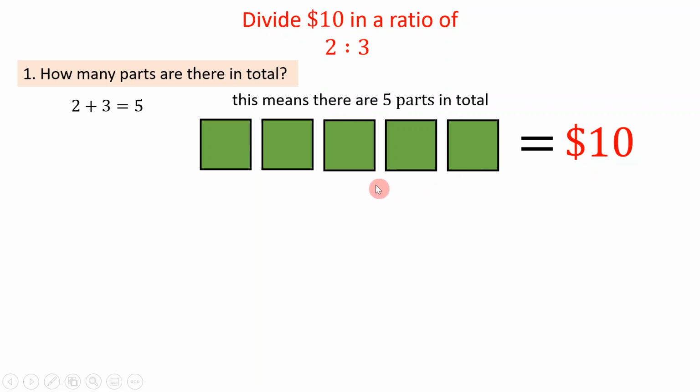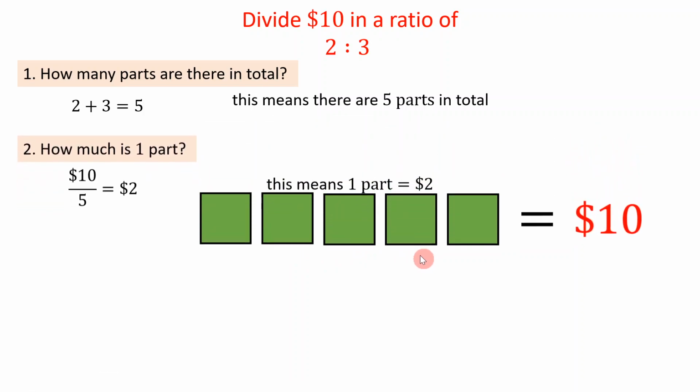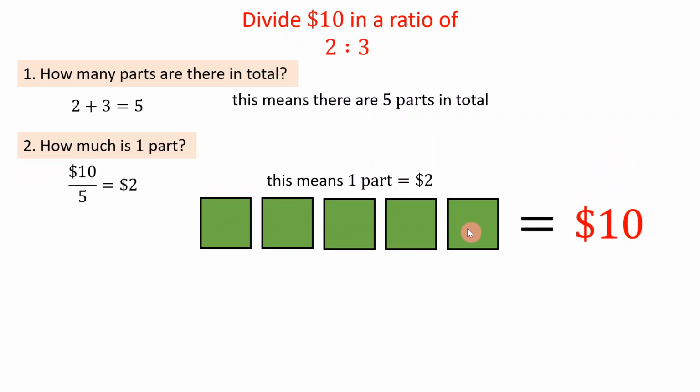The second thing that we're going to do, so our second step, is find out how much 1 part is worth. Well, if I have 5 parts and that's equal to $10, what I'm going to do is go 10 divided by 5, and that's going to be equal to $2. So this means 1 part is equal to $2. And we can again visualize this. Let's assign each of these as being $2. And this makes sense. 2 plus 2 plus 2 plus 2 plus 2 will be $10.